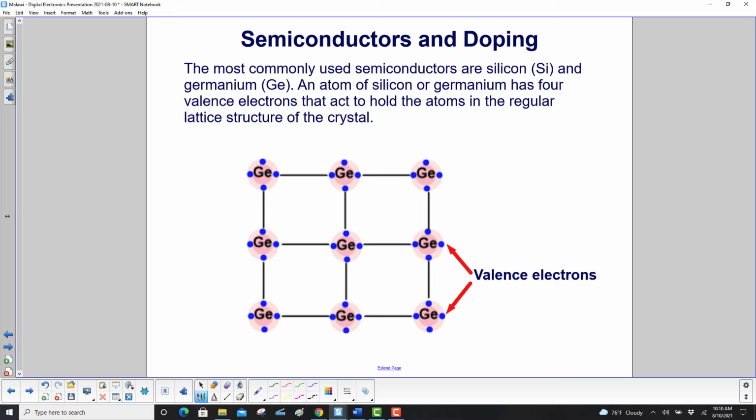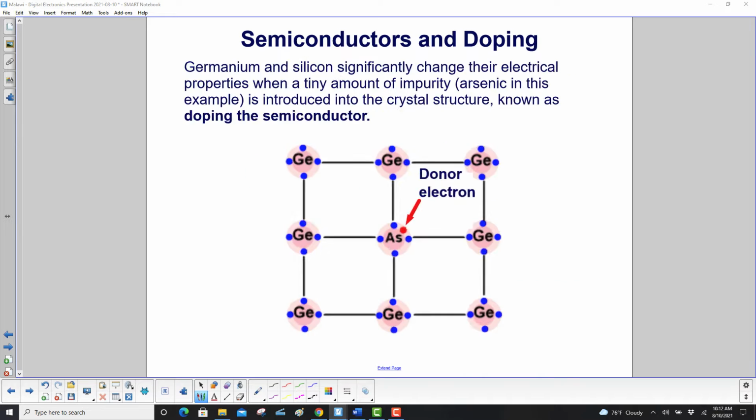An atom of silicon or germanium has 4 valence electrons that act to hold the atoms in the regular lattice structure of a crystal. So here's a germanium atom, and those 4 blue circles, those are the 4 valence electrons. And they're organized in the lattice structure here. Germanium and silicon significantly change their electrical properties when a tiny amount of impurity, and it's going to be arsenic in this example, right over here, right in the middle, is introduced into the crystal structure. That is called doping the semiconductor.